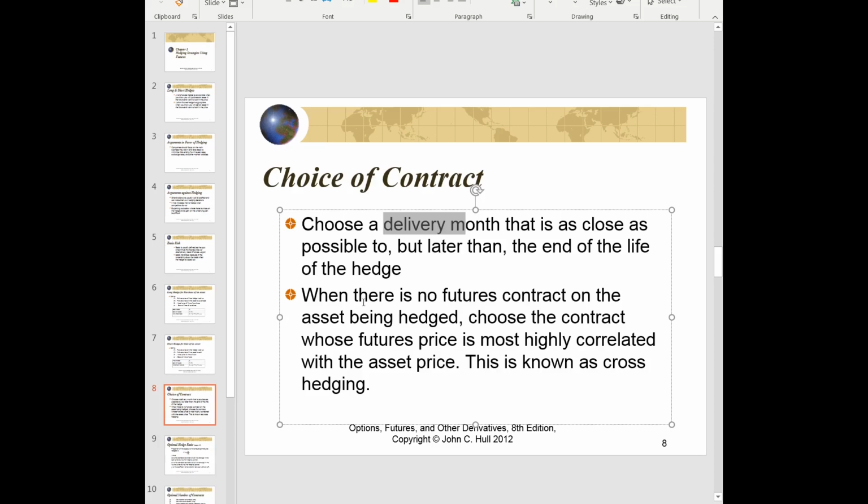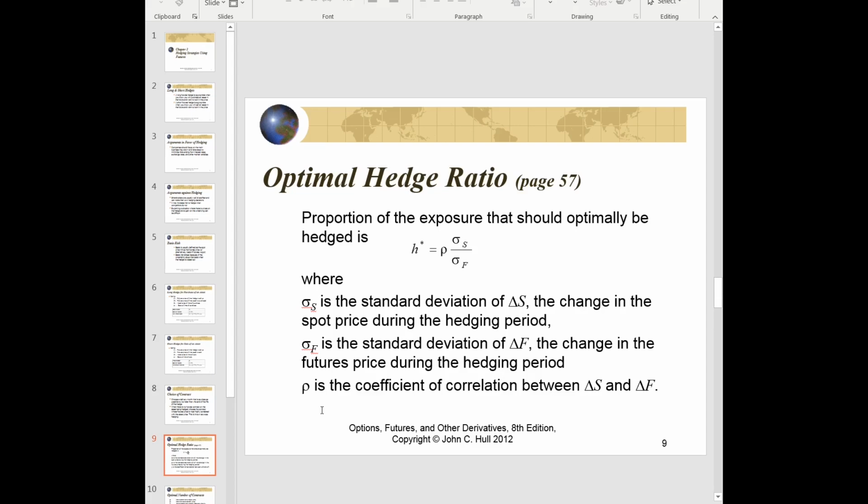But sometimes we don't have a future that is exactly on the same asset that we want to hedge. So in that case, what we want to do is we want to find a futures contract that is as close as possible to the underlying that we want to hedge. And that is called cross-hedging. When we have to do a cross-hedging, we have to adjust the amount of futures that we need to trade, because the futures is not exactly on the same underlying as the asset that we are hedging.